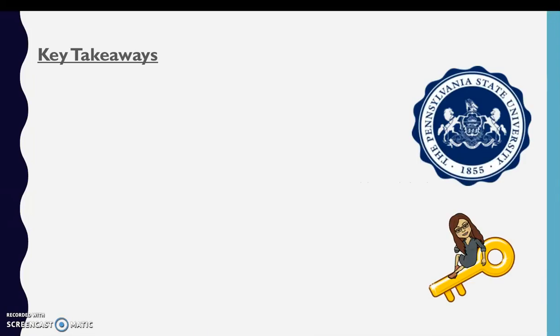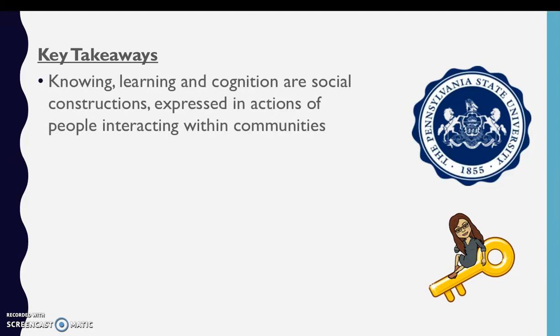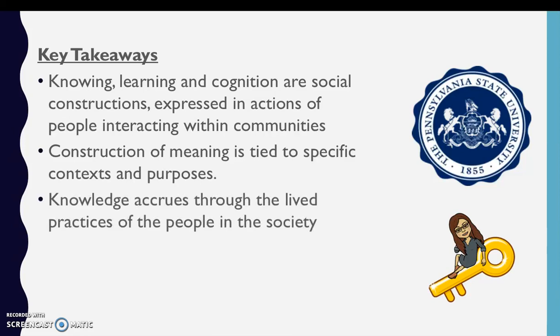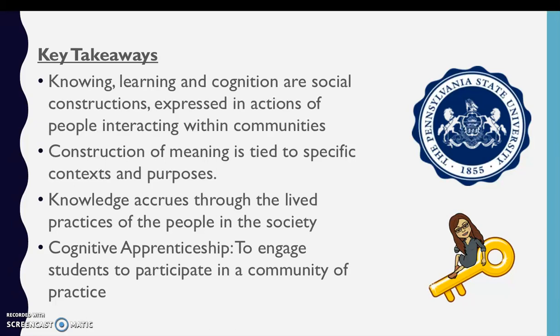I was lucky enough to visit Penn State's website, and they have a wonderful page on situated cognition with some key takeaways for higher education professionals. First, knowing, learning, and cognition are all social constructions expressed in the actions of people interacting within communities. Construction of meaning is tied to specific contexts and purposes. Remember our three key areas? Knowledge accrues through the lived practices of the people in society. And then, of course, the cognitive apprenticeship, which engages students to participate in a community of practice.